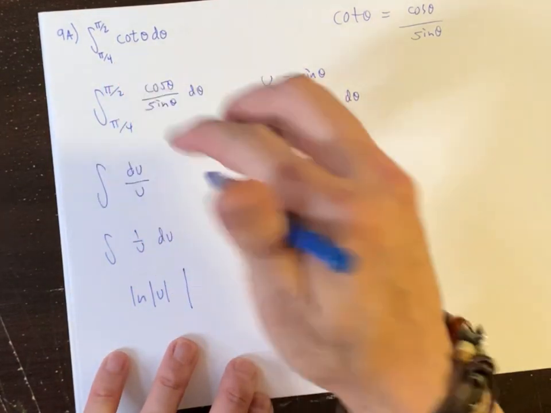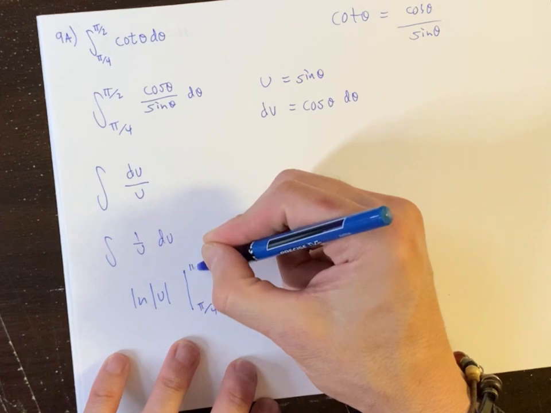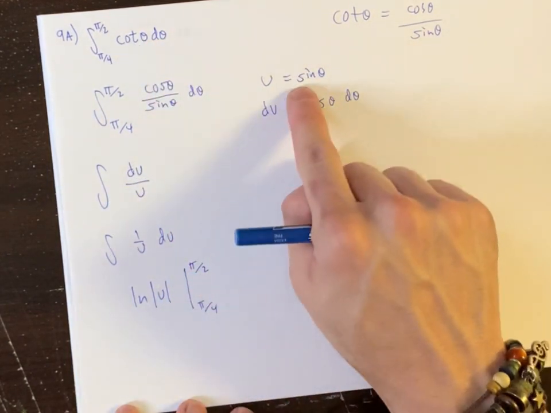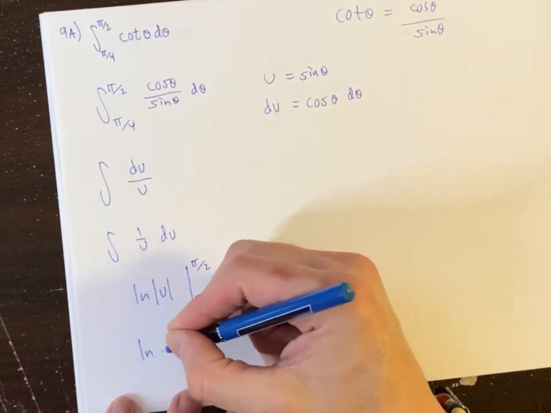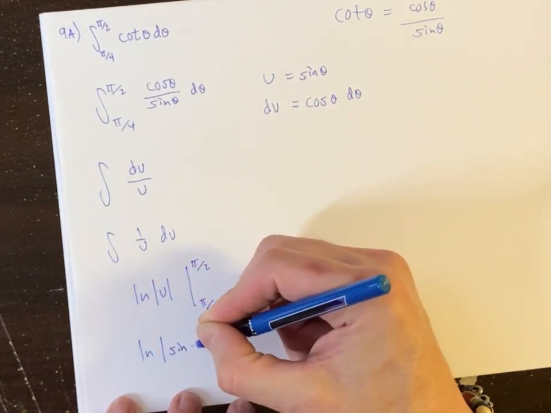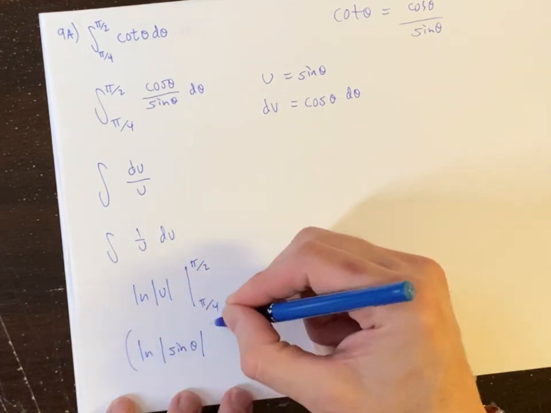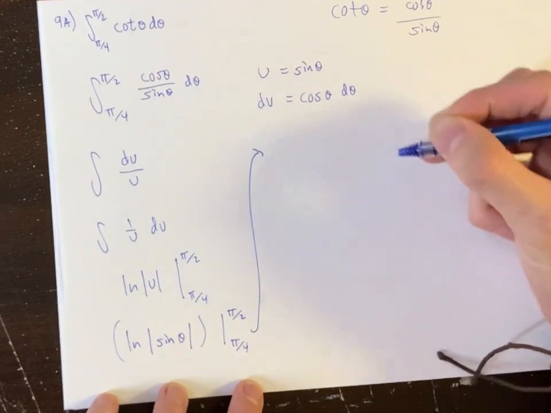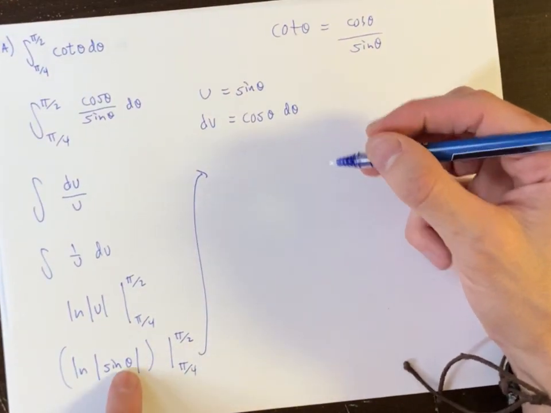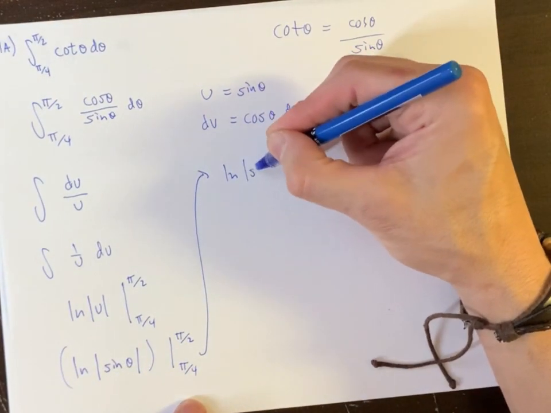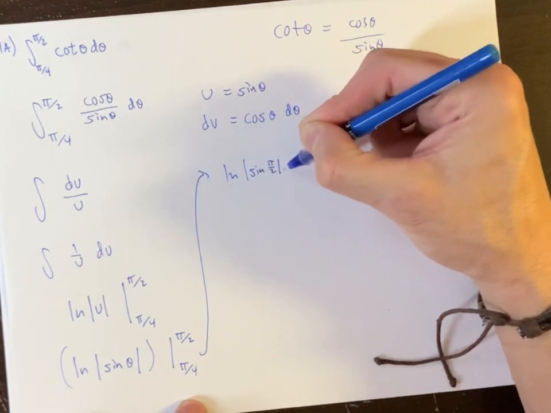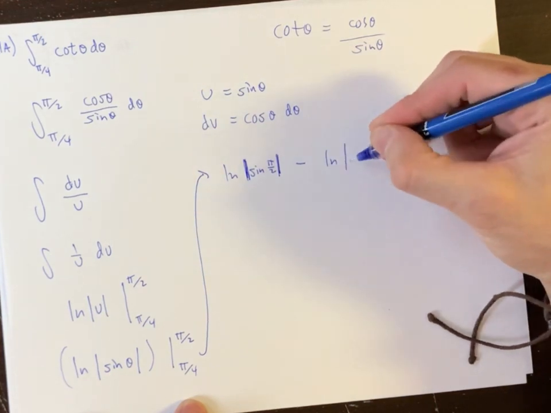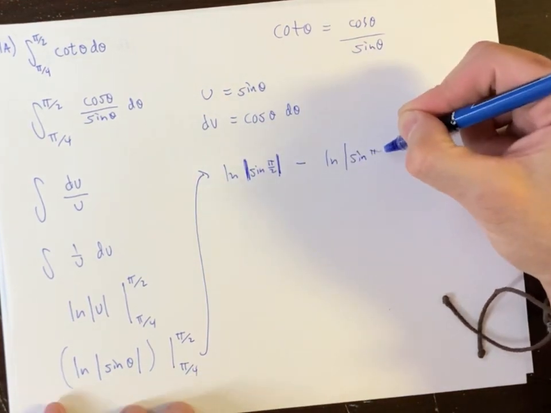So this is going to be the natural log of u, but it goes from pi fourths to pi halves. But now we know what u is. U is, what was it? U is sine. So this is natural log sine of theta. And this is to be evaluated from pi over 4 to pi over 2. So now let's plug in pi over 2 in there. So this is the natural log sine of pi over 2 minus natural log sine of pi over 4.